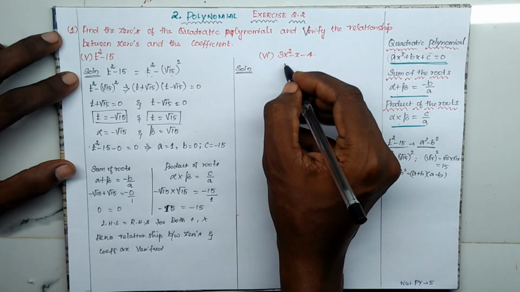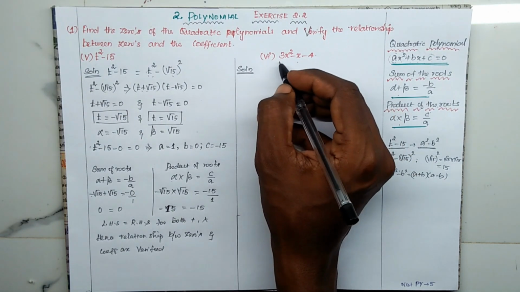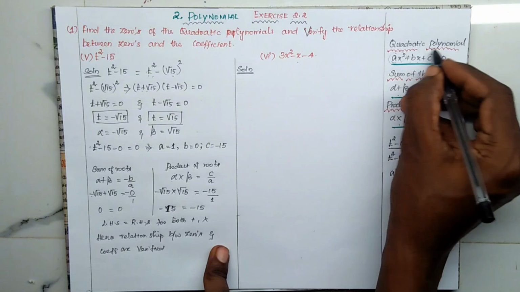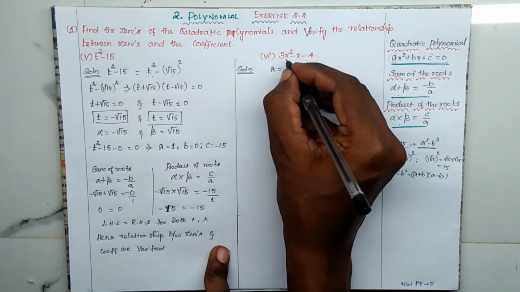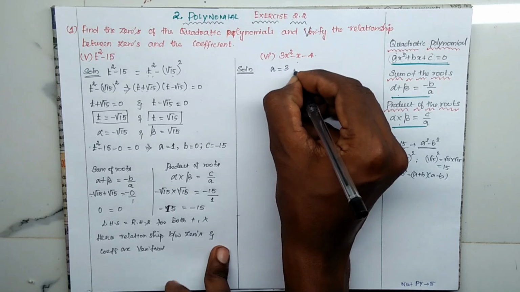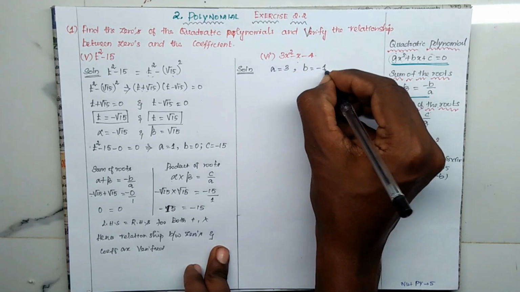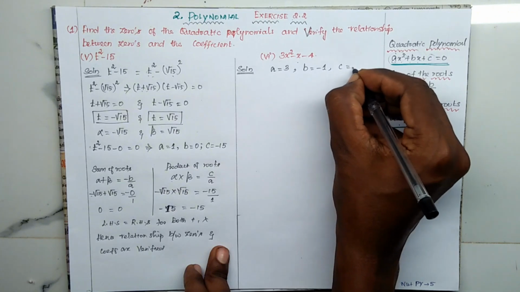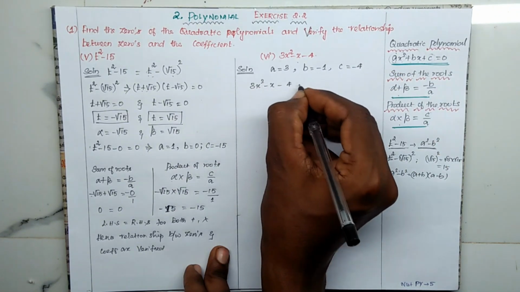Now going for question number 6, they have given 3x square minus x minus 4. Here, compare this equation with the quadratic polynomial ax square plus bx plus c. Now in the place of a, that is the x square coefficient, we have 3, and b is the coefficient of x, which is minus 1, and c is minus 4. Now we have to find the roots for the given equation.